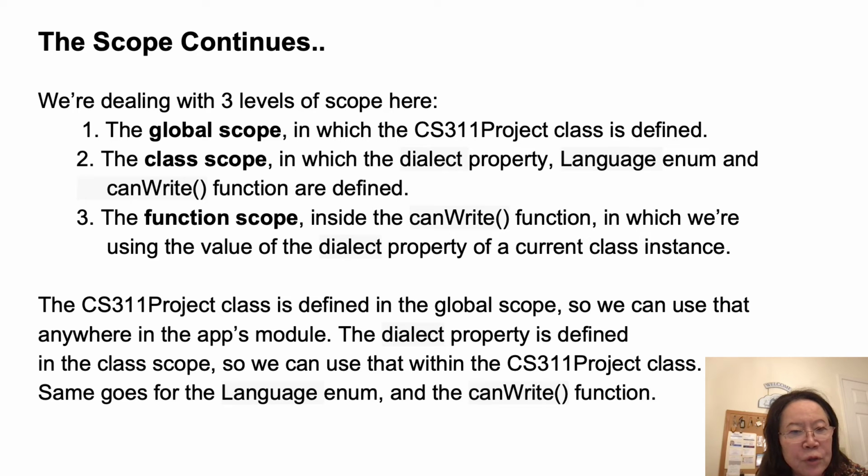We are dealing with 3 levels of scope here. The global scope, in which the CS311Project class is defined. The class scope, in which the dialect property, the Language enum, and the canWrite function are defined. The function scope inside the canWrite function, in which we are using the value of the dialect property of the current class instance. The CS311Project class is defined in the global scope, so we can use it anywhere in the application module. The dialect property is defined in the class scope, so we can use that within the CS311Project class. Same goes for the Language enum and the canWrite function.